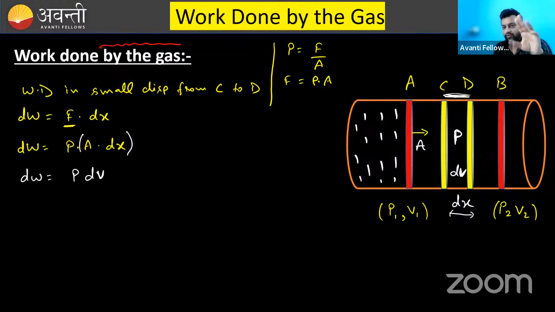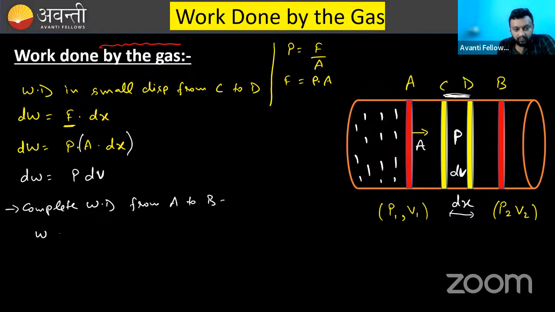This is a cylindrical portion, you can see. CD is a cylindrical portion because this vessel is cylindrical. Base area into height is what? Volume. So PdV. This is the work done in a small displacement. So complete work done from A to B will be, you will integrate it, PdV. If you are integrating it with respect to volume, then you should put a limit in terms of volume, and limit in terms of volume is V1 to V2. From V1 to V2. This is the work done by the gas.